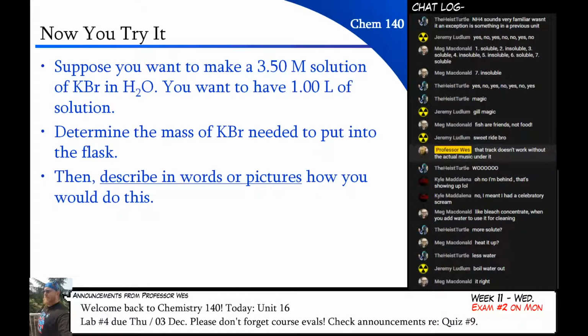So first, weigh out the stuff. Second, what do you do with it? And then third, mix. The third step should just be mix everything. Okay? So go ahead and try that, and we'll go over the answer together in just a moment.